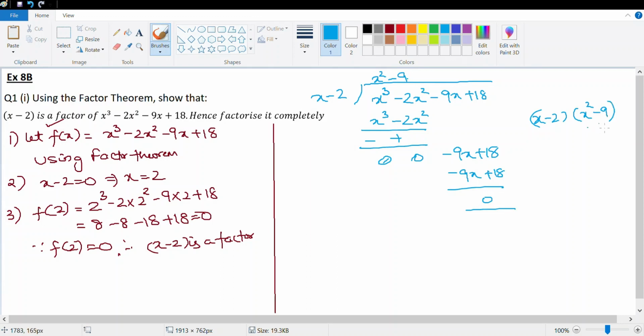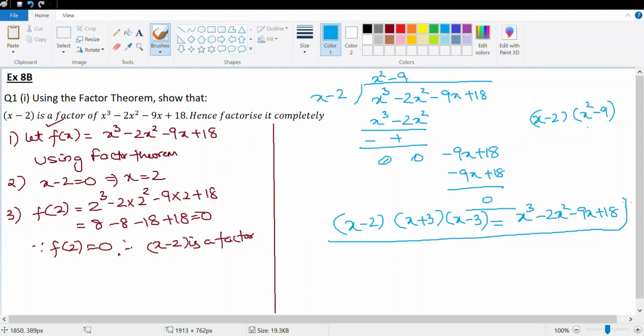This is of the form a squared minus b squared, which means that can be written as x plus 3 multiplied with x minus 3. And we write the final answer in the answer form, which is the multiplication of these would give us x cubed minus 2x squared minus 9x plus 18. So these are the three factors that we figured out of the given expression. So they asked us to factorize it completely. We can't factorize it any further. Had you left your answer here, you would have lost 1 mark because this x squared minus 9 can be further factorized. Good, let's look at the next question.